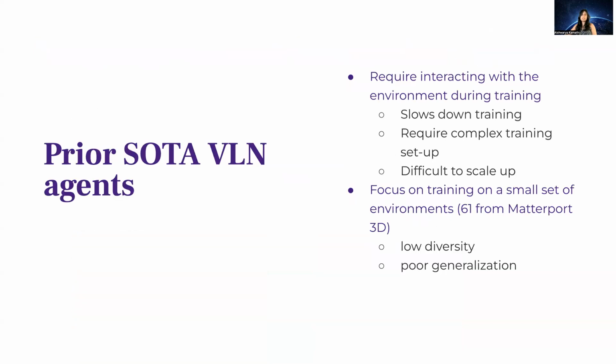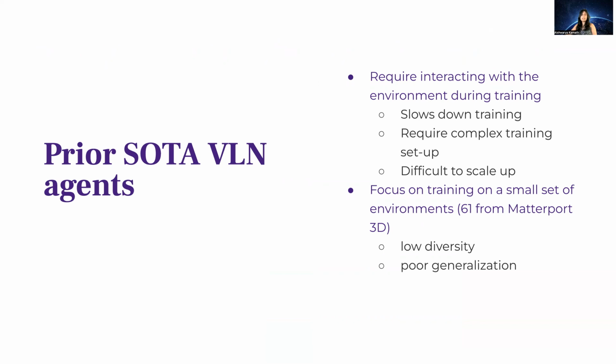Prior state-of-the-art VLN agents have two major shortcomings. The first is that they require interacting with the environment during training. Training with online RL implies that after prediction at each time step, we would need to query the environment to know the agent's new position. This requires complex training setups commonly implemented using an actor-critic framework. Of course, this also means that it's difficult to scale up the amount of training data.